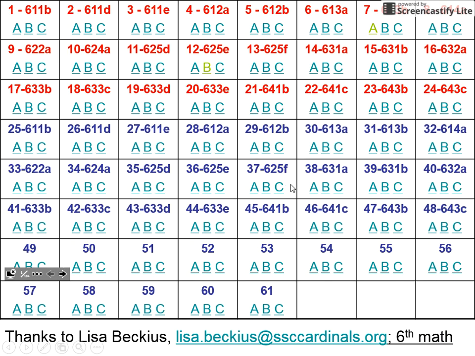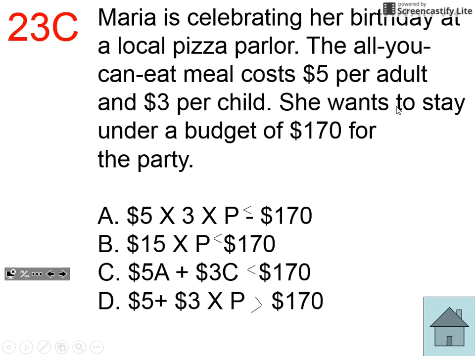Okay, our next question is 23C. 23C says Maria is celebrating her birthday party at a local pizza parlor. The all-you-can-eat meal costs $5 per adult and $3 per child. She wants to stay under a budget of $170 for the party. Which inequality would represent this math problem? Go ahead and pause the video.